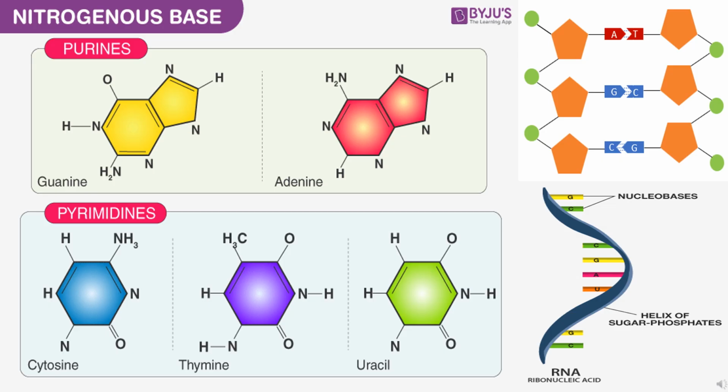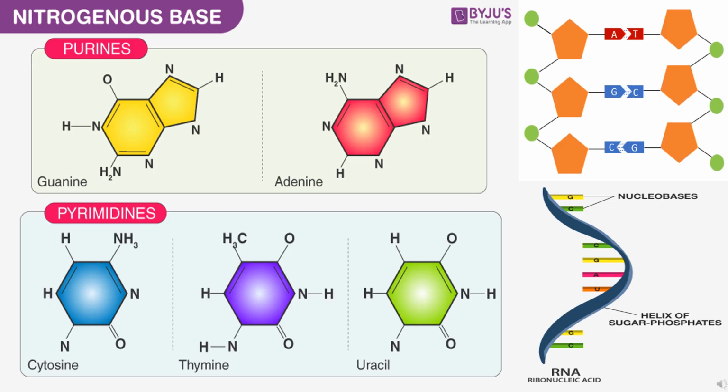Next, we have the pyrimidines. Don't let the big name fool you, these only have a single ring. This club includes cytosine, thymine, and uracil. To remember these, just picture cutting a single slice of pie, CUT.